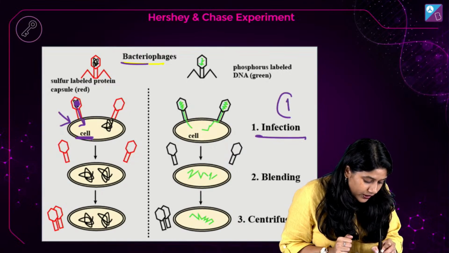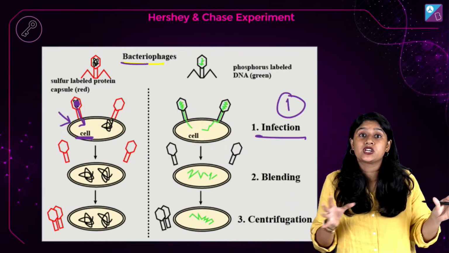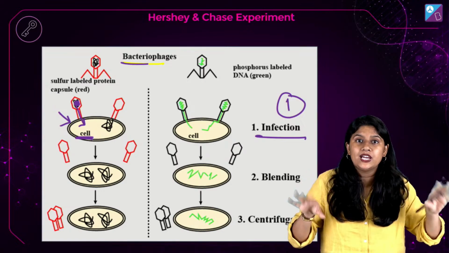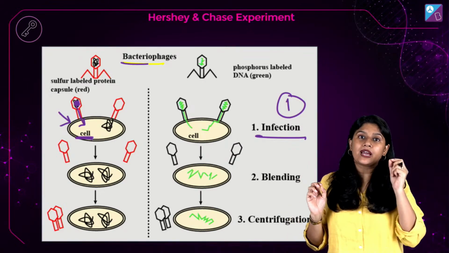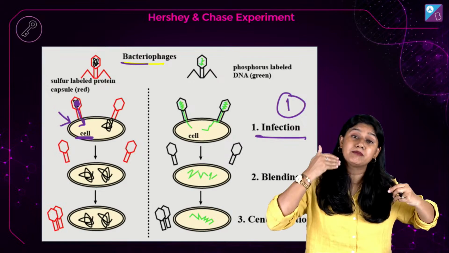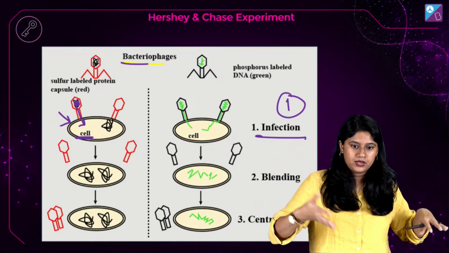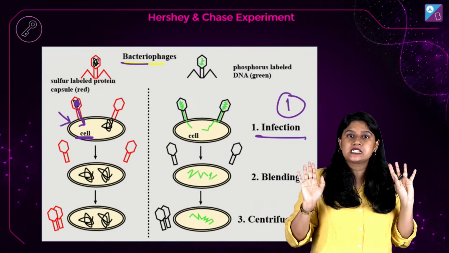What are we calling the first step? We call that step infection. What did the bacteriophage do? It infected E. coli. In simple terms, E. coli got affected by the bacteriophage as the genetic material is inside the E. coli. Ideally, this is the first step.